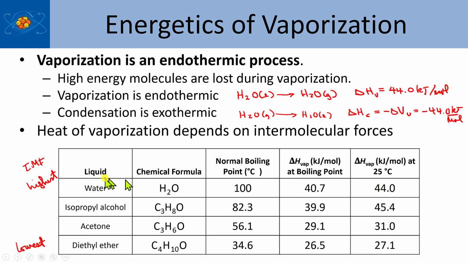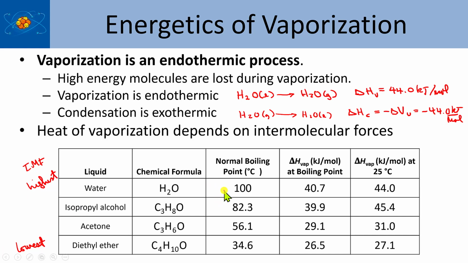Maybe not as strongly. These are both hydrogen bonding, right? So the heat of vaporization is similar. Isopropyl alcohol has a much higher molecular weight than water. So the heat of vaporization is pretty similar, even though water has stronger hydrogen bonding. And then acetone is polar, and diethyl ether is polar, but not as much as acetone. So you can see there's some dependence of heats of vaporization on the intermolecular forces of the molecule.